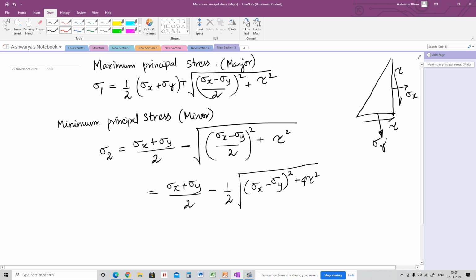Now another formula is there to find tau max. Tau max can be found as sigma 1 minus sigma 2 by 2. Sigma 1 means the maximum principal stress, sigma 2 is the minimum principal stress. So it can be written as the root of sigma x minus sigma y by 2 whole square plus tau square.